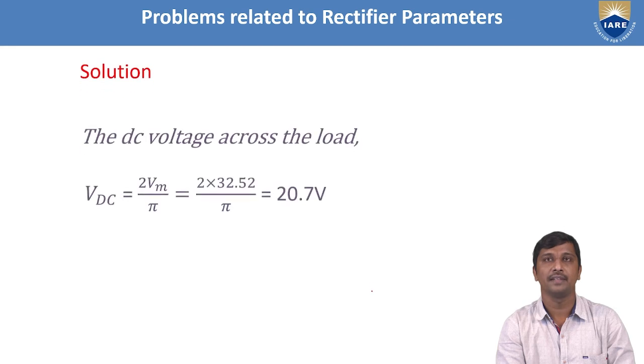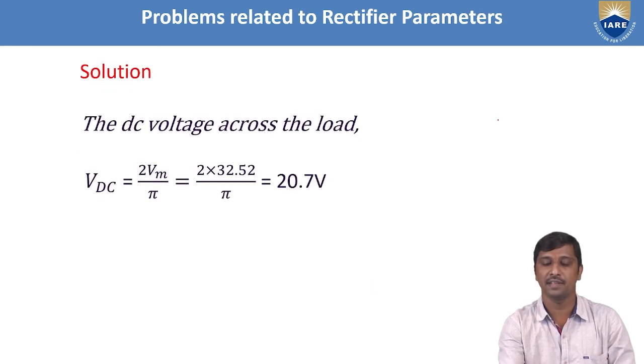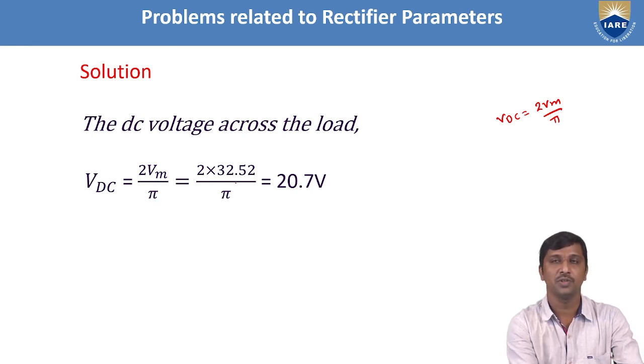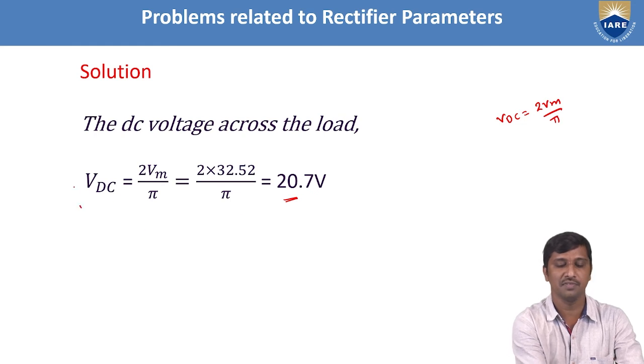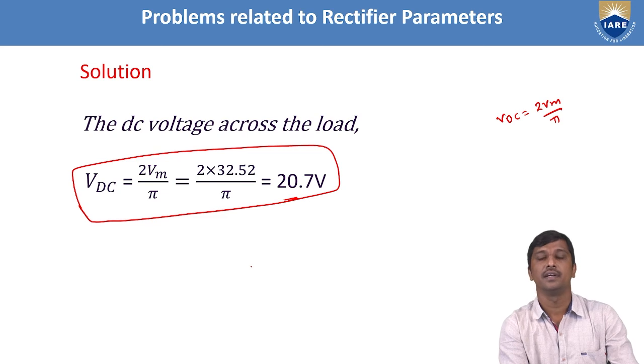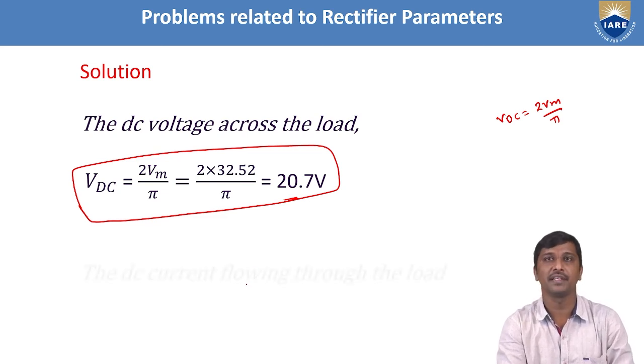Now I'm going to calculate the DC voltage. In a full wave rectifier, we know that VDC is represented as 2Vm by pi. So the DC voltage here is 2 times Vm by pi. Just now we observed the Vm value, so 2 into Vm, which is 32.52 volts, divided by pi, gives 20.7 volts. So this is the VDC value, the DC voltage across the load by using this full wave rectifier.